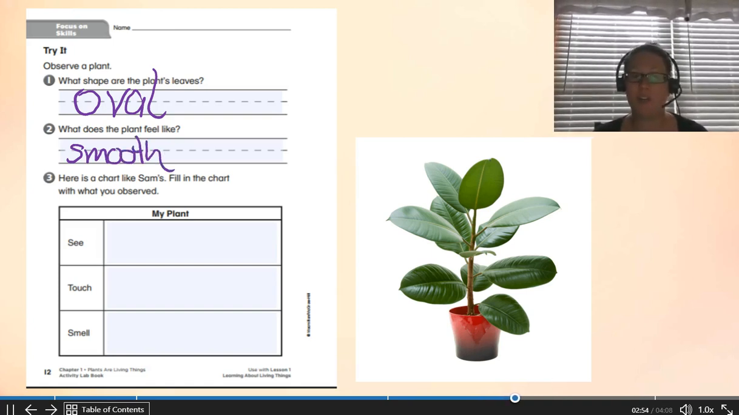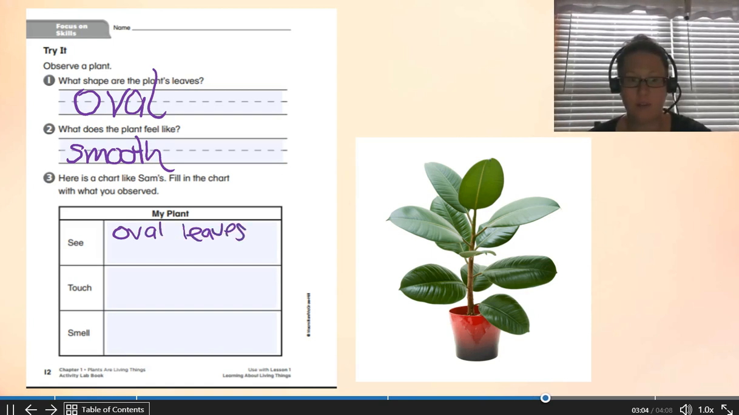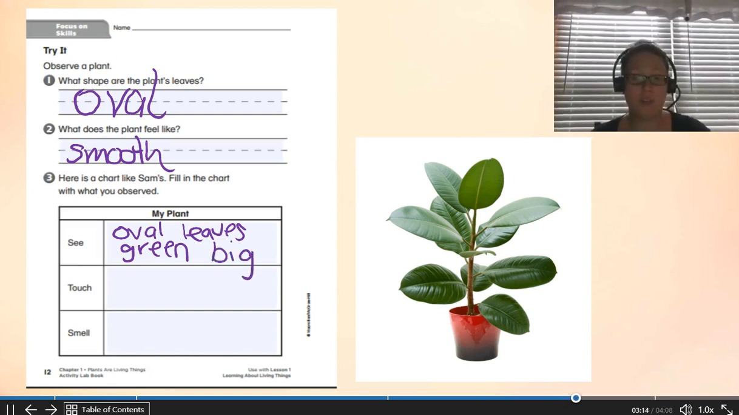Now, if I take a look at the chart at the bottom, I see, and I'm going to write oval leaves, and they're green, and they look pretty big. So I'm going to write the word big. Now, to feel like that, I'm going to write my word smooth again because they look smooth. They don't look bumpy. And smell, I am going to guess that they smell something like grass. So I'm going to write the word grass down.